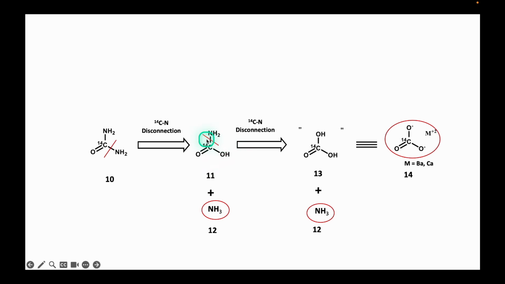A carbon-nitrogen disconnection in the carbamic acid generates the labeled carbonic acid and again ammonia as a raw material. The labeled carbonic acid is considered as a synthon whose synthetic equivalent can be the labeled carbonate with carbon-14, where M represents the ions of the metals barium or calcium.